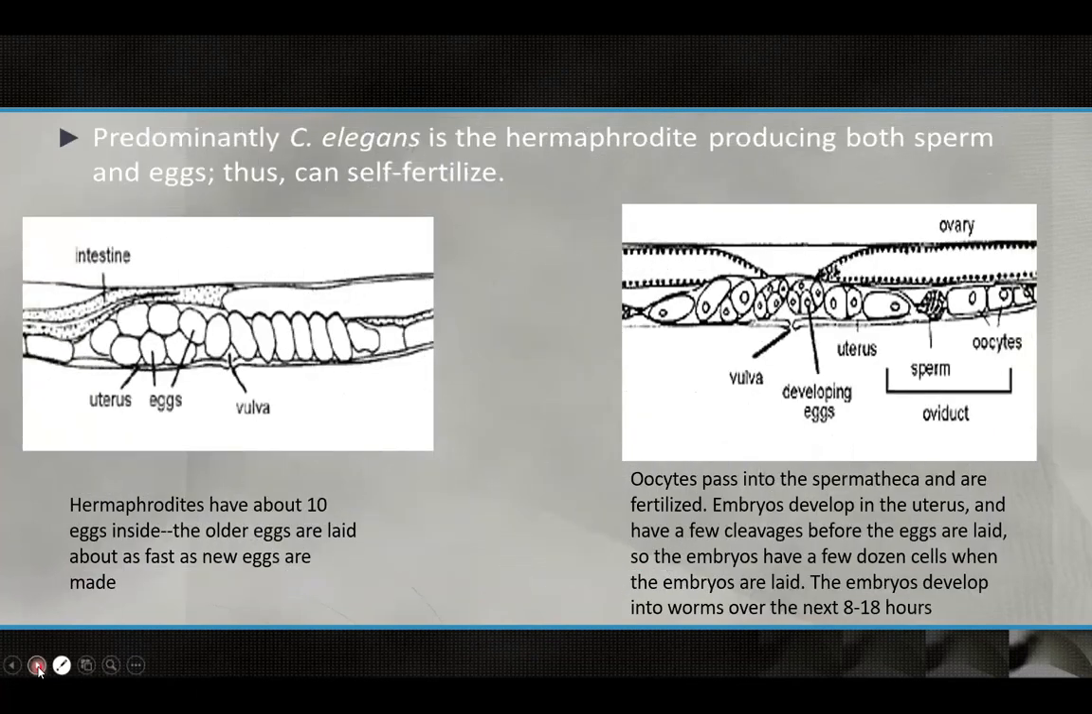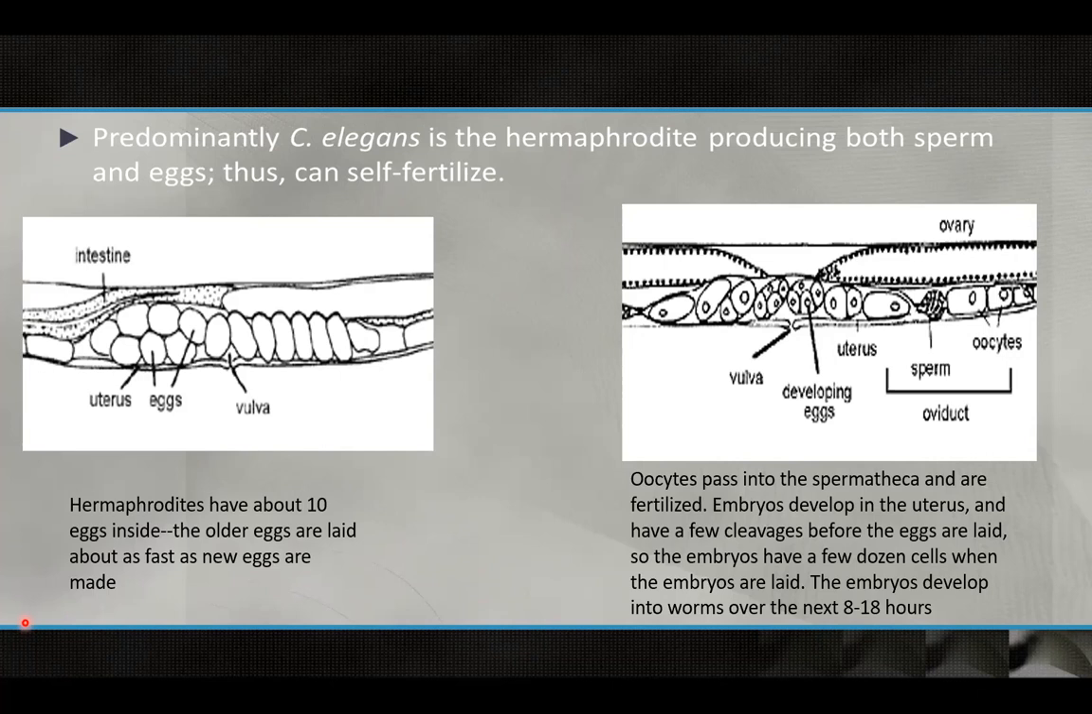Now you can find here predominantly C. elegans is the hermaphrodite producing both sperm and eggs, thus can self-fertilize. Predominantly, if you are going to talk about C elegans, what are C elegans? यहाँ से सुनिए, बहुत ध्यान से सुनिएगा. C elegans होते क्या हैं? C elegans are basically hermaphrodite organisms. They are usually hermaphrodite. Sometimes they can be male. कभी कभी मेल भी हो सकते हैं, लेकिन अधिकतर टाइम पे वो hermaphrodite ही होते हैं.